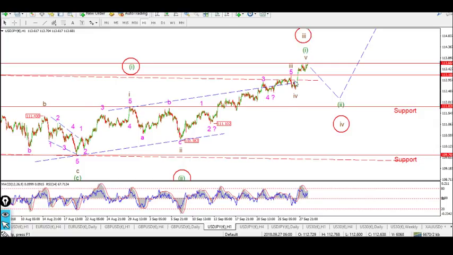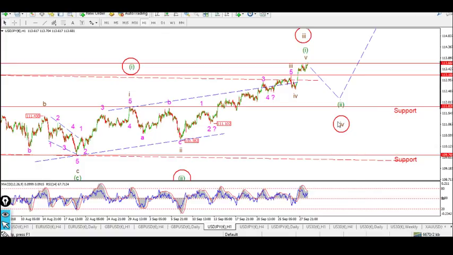I'm leaving that in play because of the kind of choppy look to the action to the upside there. So there's so many kind of corrections to account for that it just fits at the moment. But in saying that, I'm almost leaning towards this particular count here.